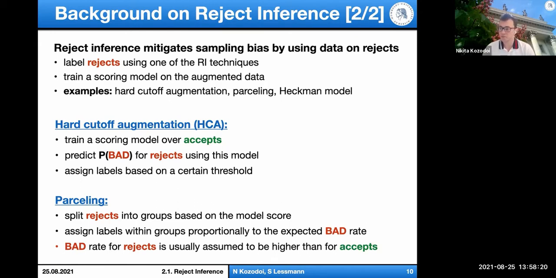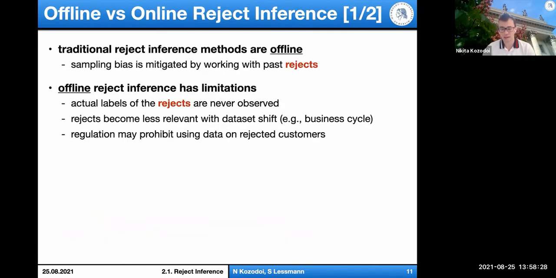Now, the problem with these traditional reject inference techniques is that they are what you can call offline. And by offline, I mean that they work with the previous reject cases. So these are the cases that were previously rejected by our scoring model. They could come from a couple of months ago, they could come from a year ago, and there is no reliable way to actually learn their labels anymore. These cases have already been rejected. We just label them, hoping to do it as accurately as possible, and rely on that as an assumption.